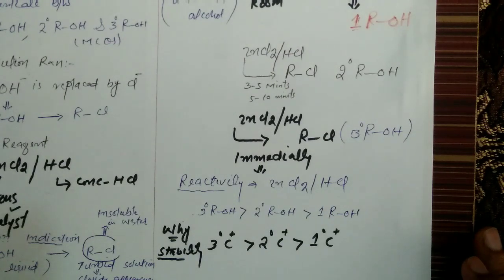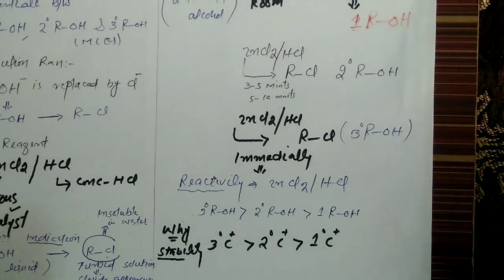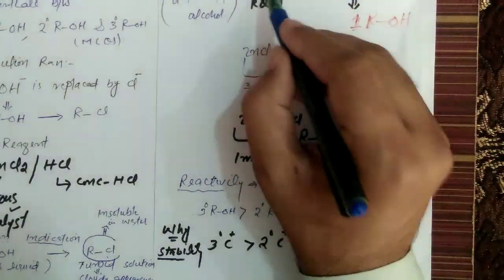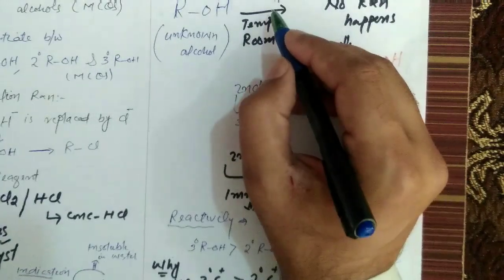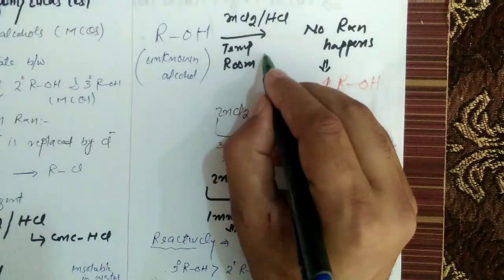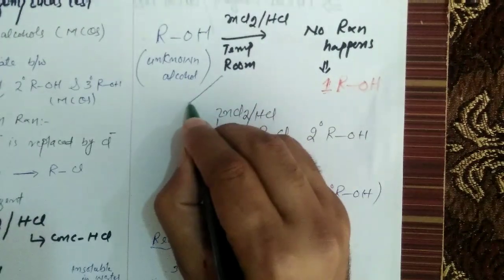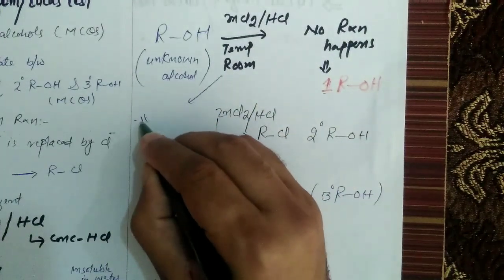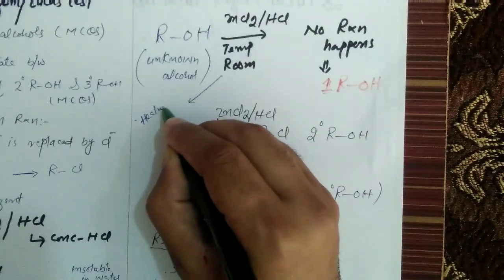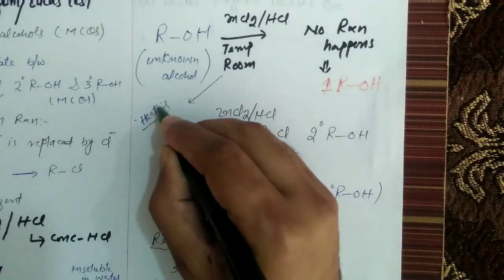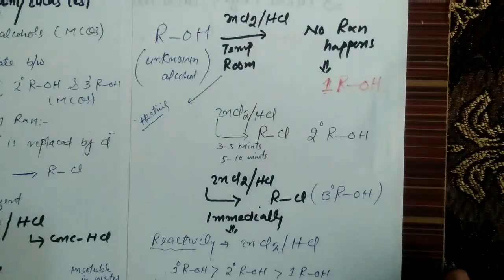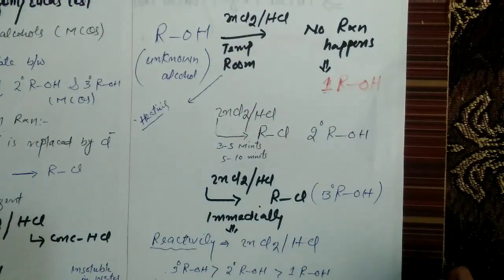tertiary alcohol reacts immediately, secondary within 5 minutes, and primary alcohol reacts slowly. Remember one thing, that primary alcohol reacts with the Lewis reagent by what? By heating. So this is, remember, another MCQs. When you heat it, then the reaction will happen. So primary alcohol reacts by heating.